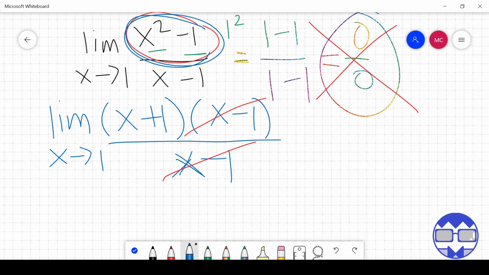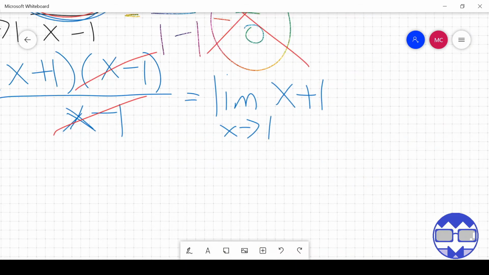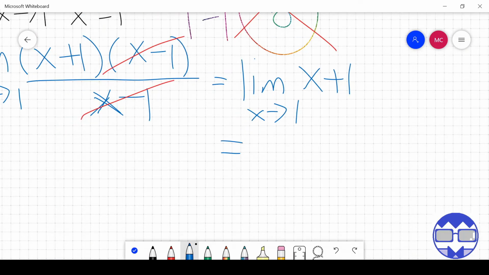So we have the limit of x plus 1 as x approaches 1. Since we cannot cancel out anything more, we will go back to our substitution rule. Let's substitute now, and test if it's actually working. By substitution, this will give us 1 plus 1, which is 2. Hence, this is our limit.